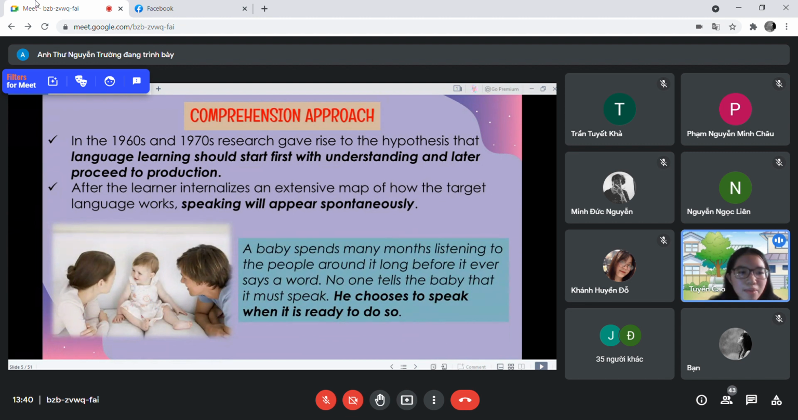So, for example, a baby spends many months listening to the people around it long before it ever says a word, and no one tells the baby that it must speak. He chooses to speak when he is ready to do so.